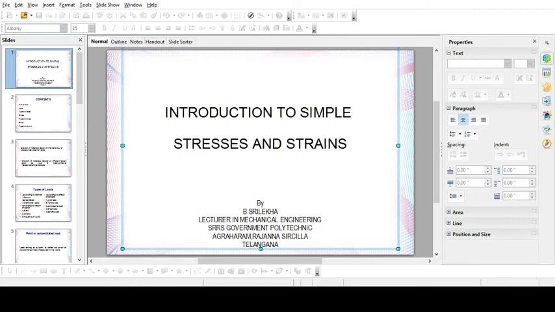Next, static load. It is nothing but the load which is kept constant, which is static, immovable for a certain period of time.